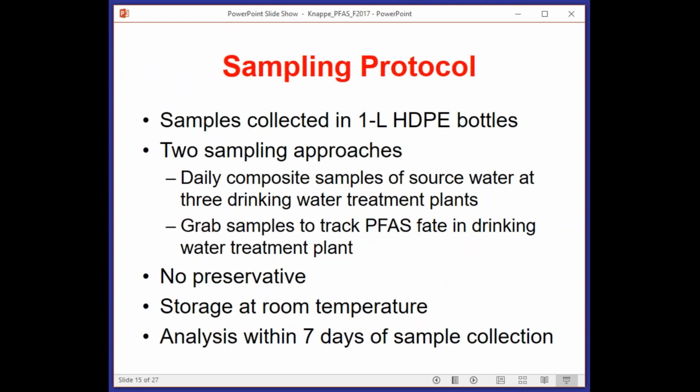So maybe very quickly, we sampled in 1 liter HDPE bottles. We did not add a preservative. We stored at room temperature and analyzed these samples within 7 days. But we also did a holding study that showed that this sampling approach, even after 70 days of storage, showed no changes in PFAS concentrations. Next slide.